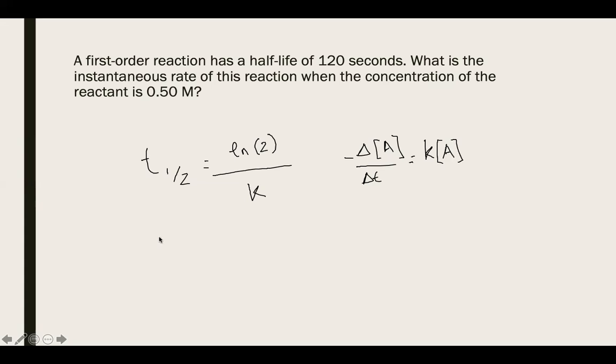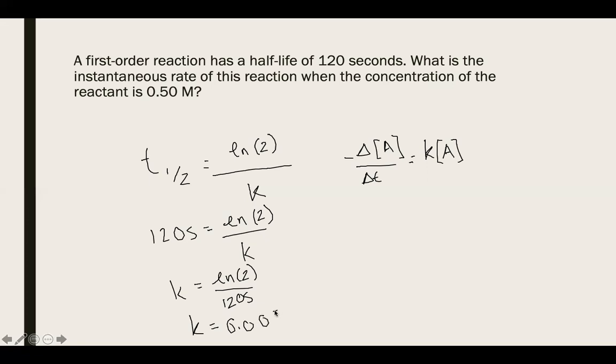So when you plug into this one, you have 120 seconds equals ln2 over k. In order to find your k, you just have to do k equals natural log of 2 divided by 120 seconds. When you do that, you get k equals 0.00578 per second. And so now you have your k value to plug back in.